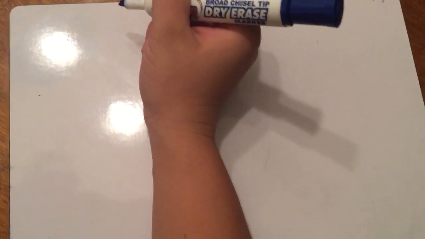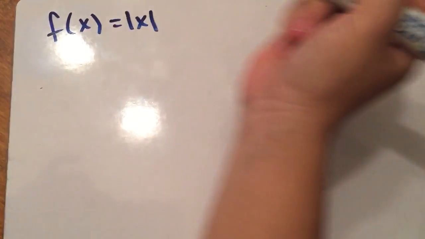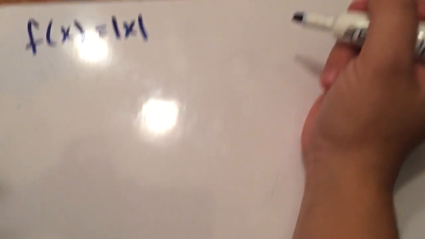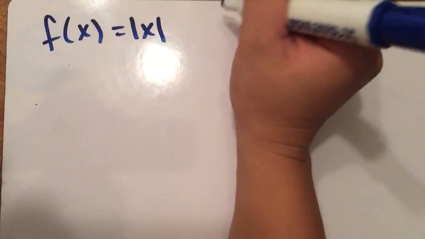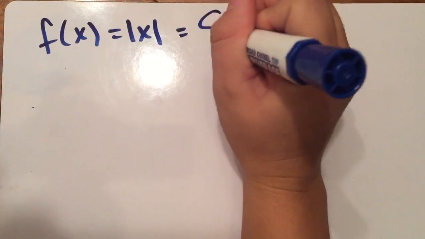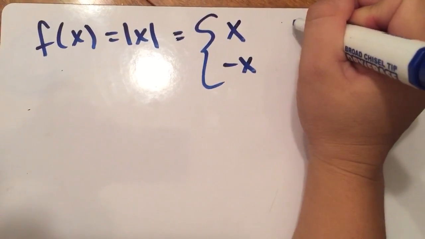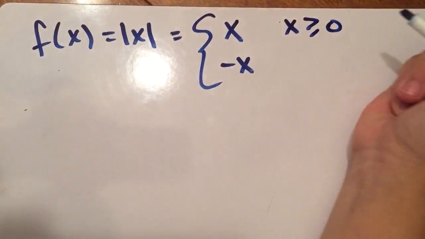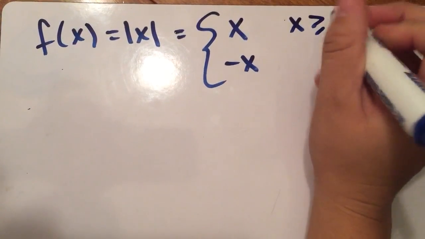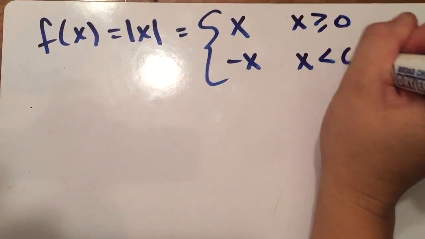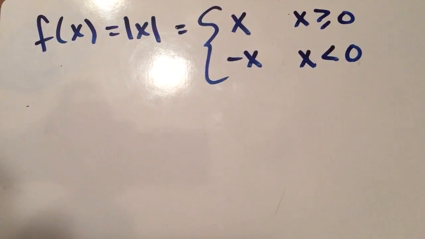So what I'm going to show you guys today is how to write a piecewise function. If I was given the parent function of the absolute value of x, so f of x equals the absolute value of x, usually I would write that as two different things where I have a positive x and a negative x. My positive x would be x is greater than or equal to 0, and my negative x would be whatever's left over. So in this case, I want x is less than 0.